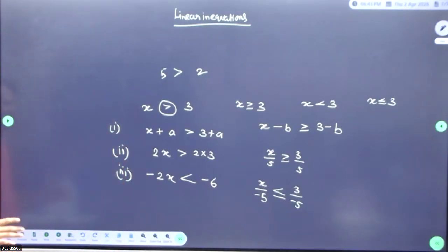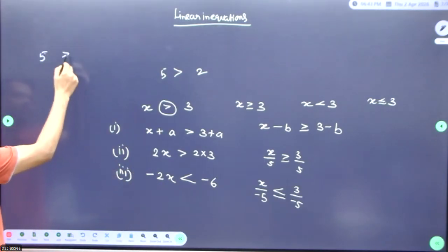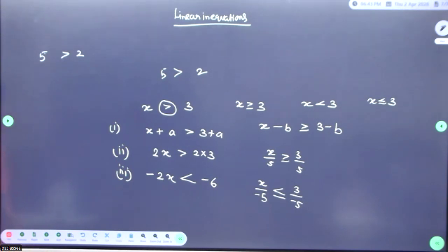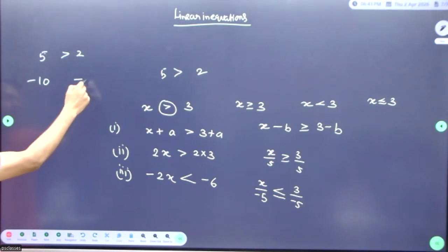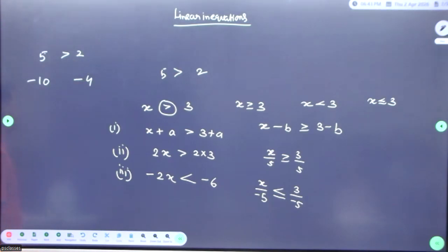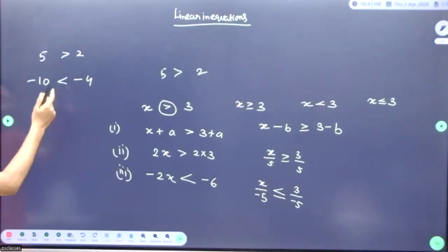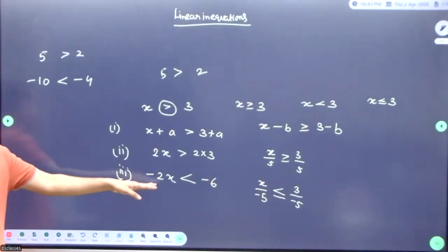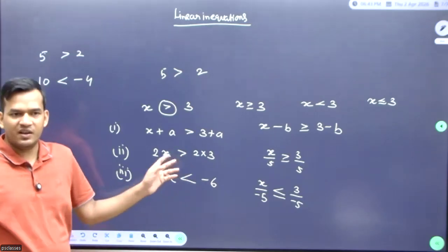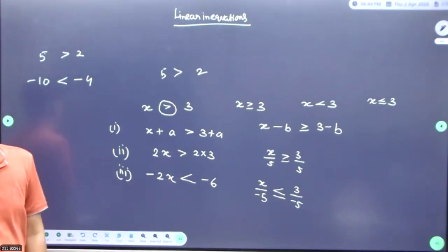For example, suppose this is x, a variable. Suppose you take 5 greater than 2, a simple inequality. 5 is greater than 2. Now I am multiplying with minus 2 in this case. Look, it becomes minus 10, it becomes minus 4. Which is greater? Minus 4 is greater. That means the sign of inequality is changed. So the same thing I am writing here. If you multiply with a negative number, the sign of inequality will change.